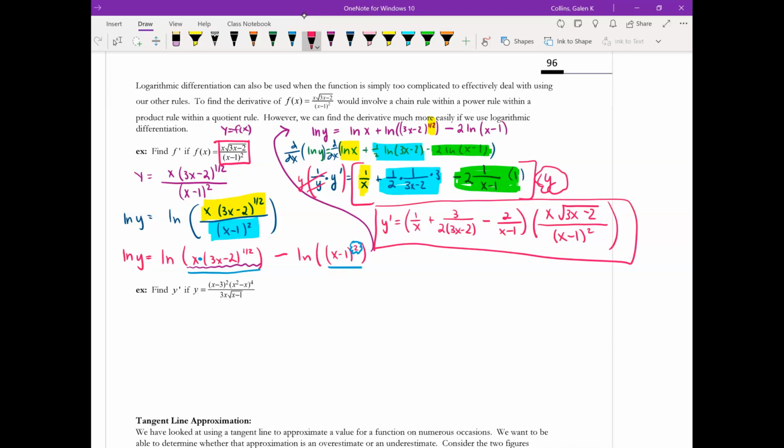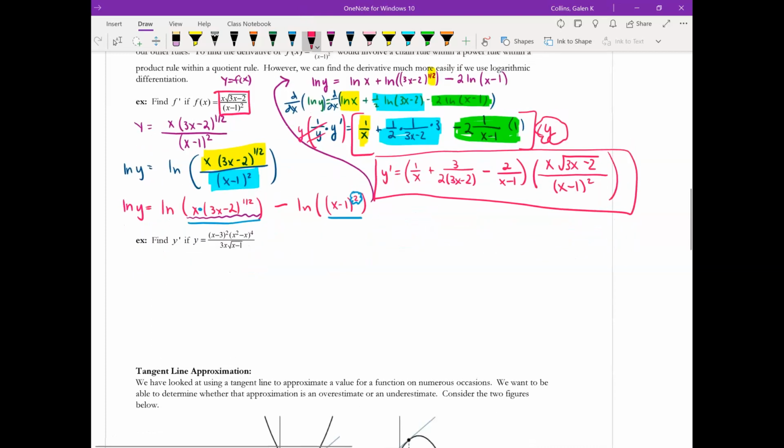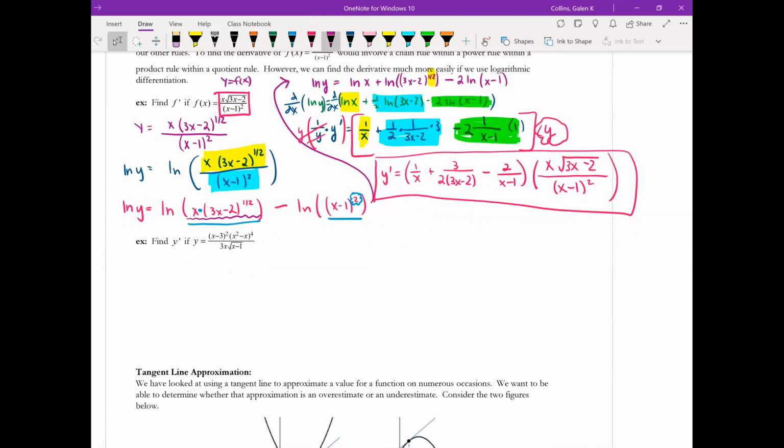All right, I'm going to do this very last example for one more. If you feel like you're good on that, you could move on, but here's just one more example. All right, we're given y. We're going to jump to taking the natural log of both sides.